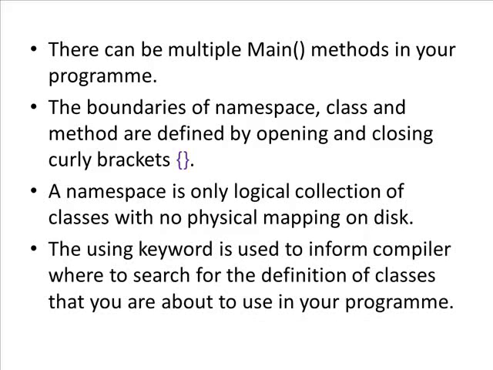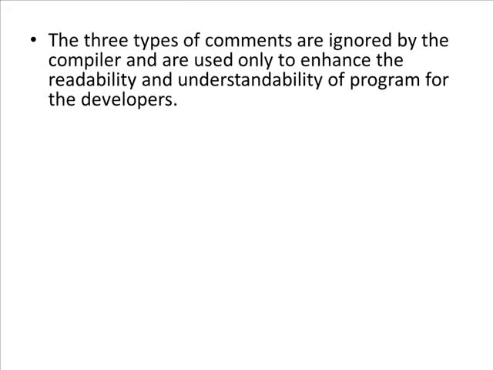The using keyword is used to inform the compiler where to search for the definition of the class that you are about to use in your C# program. Three types of comments exist in C#: line, block, and documentation comments. These are ignored by the compiler and are used only to enhance the readability and understandability of the program for the developers.